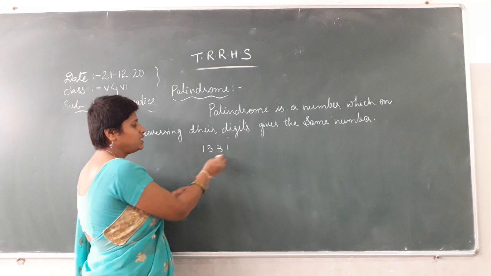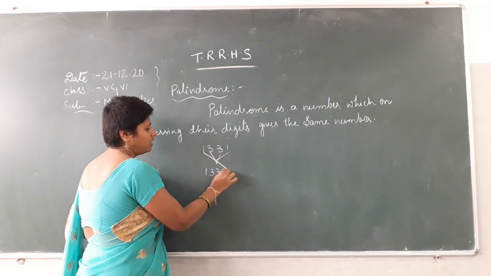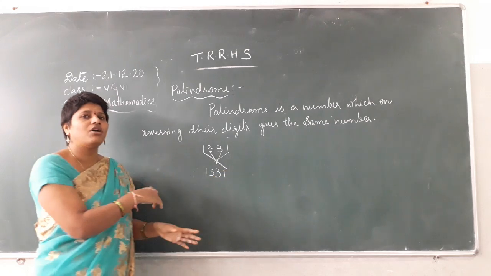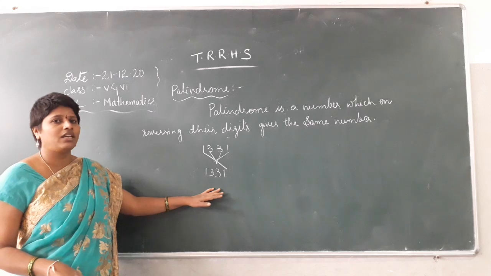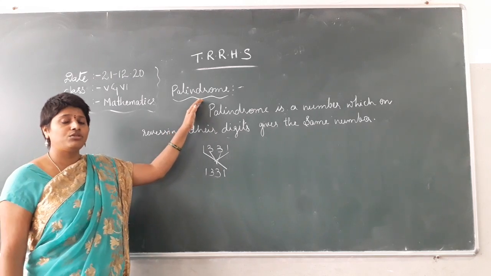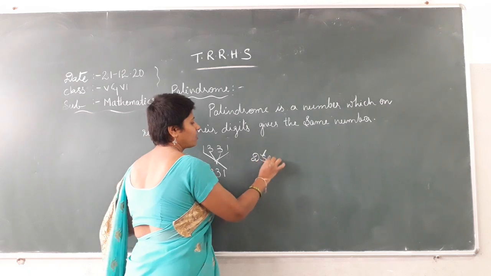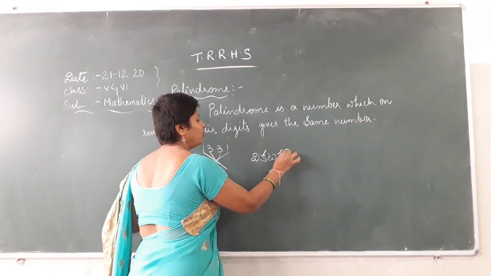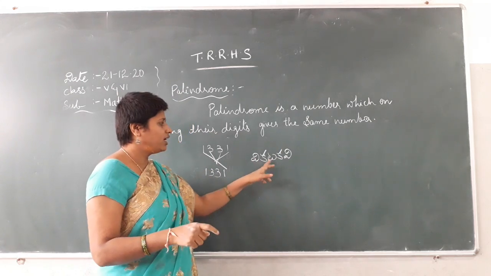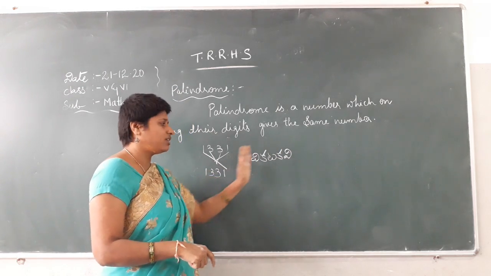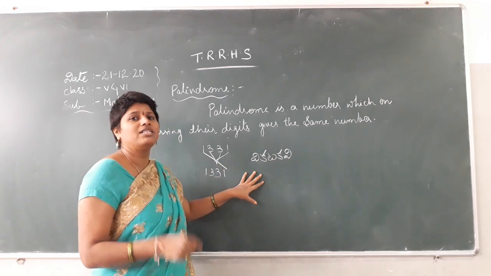Now I am reversing the digits. I am writing this one here, this one here, this one here, and this one here. I am writing the digits in the reverse order. Though the number will be the same. Such type of numbers I can call palindromes. You have studied in your Telugu also, Vikata Kavi. If you read from the left side or right side, the word will be the same, right? Vikata Kavi. Now you read it from the right side, Vikata Kavi. These type of words we call palindromes.